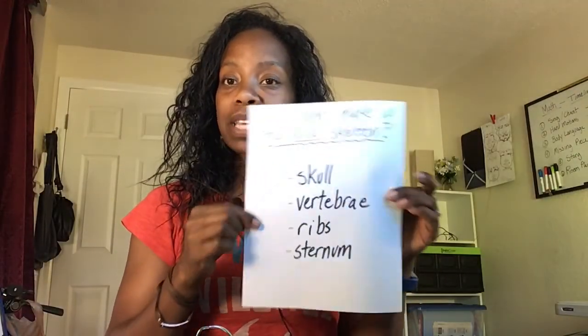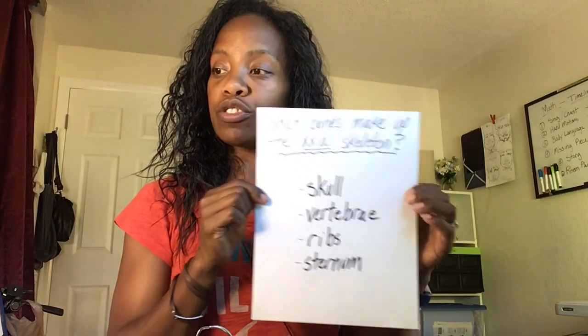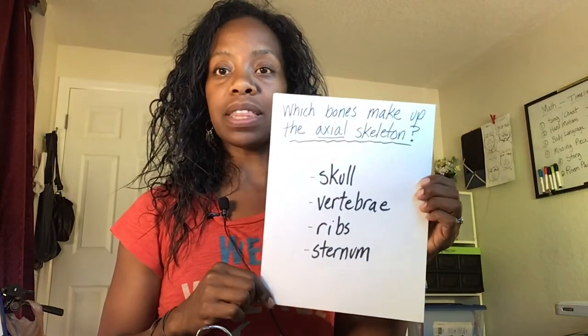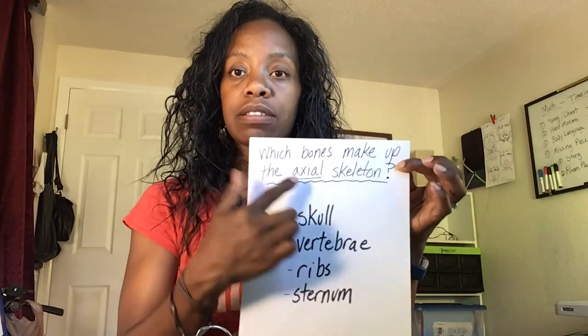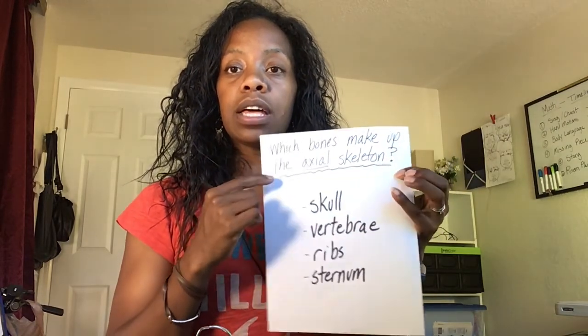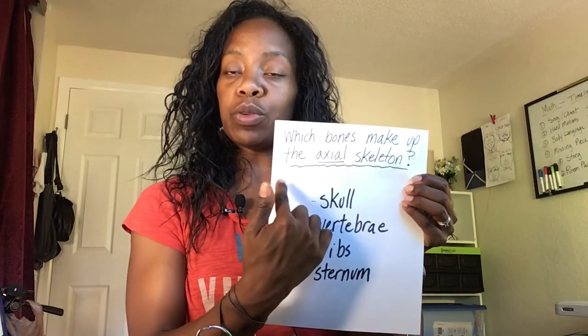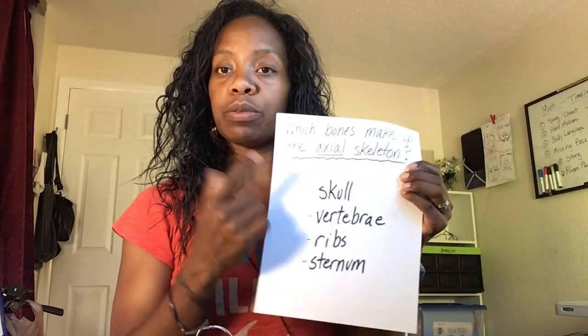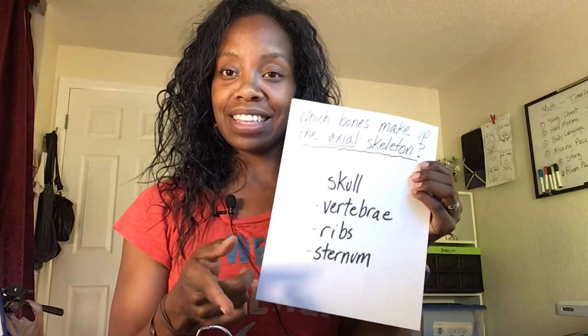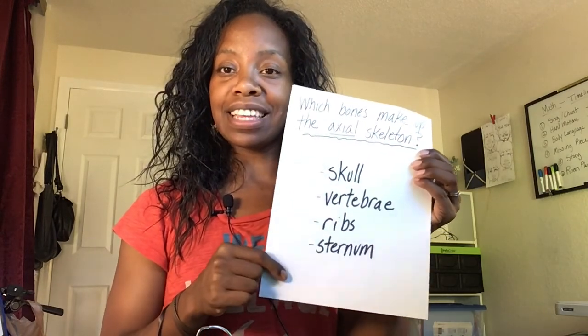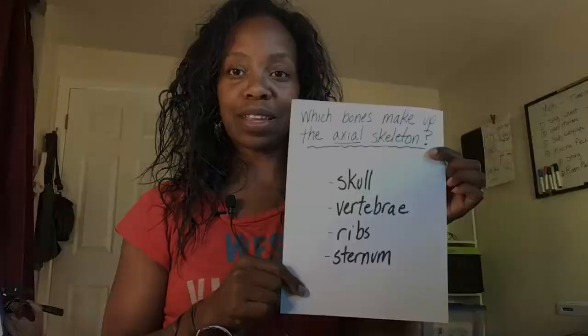We're in Week 2, Science. The question that we're being asked this week is: which bones make up the axial skeleton? Repeat after me. We would repeat the question, and then we would say: skull, vertebrae, ribs, and sternum.